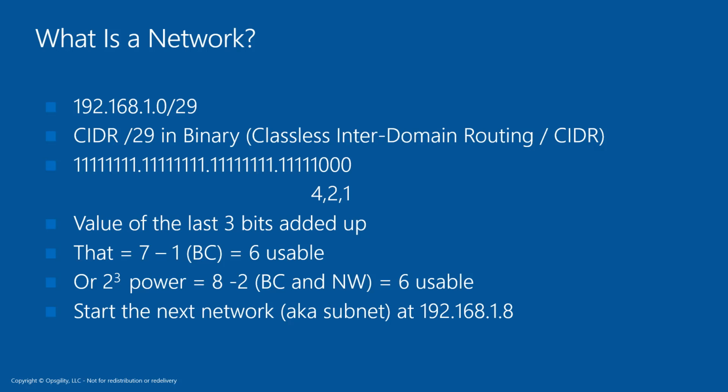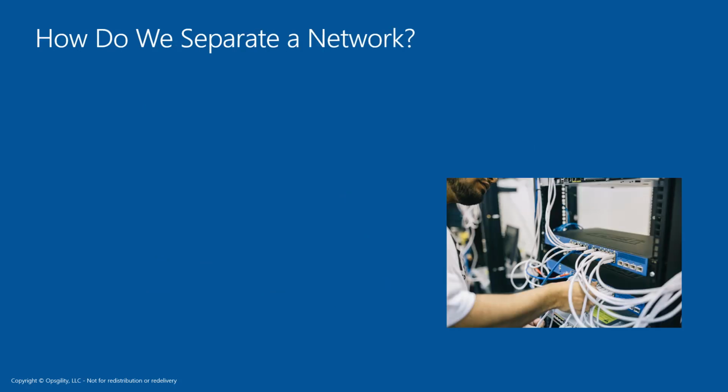So once again, the first address is unusable because it's our network address, .8. .9 through 15 are our usable addresses, and .16 is going to be our broadcast address. So we would start the next one after that at .17.